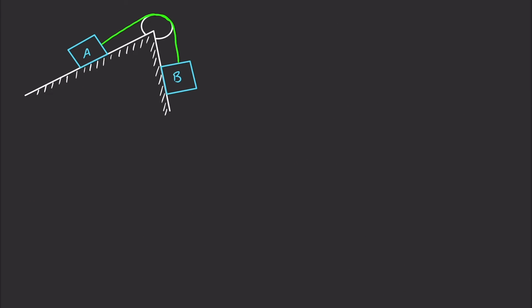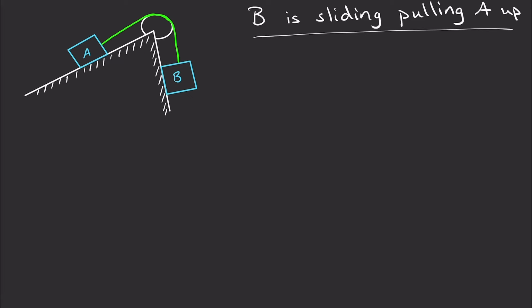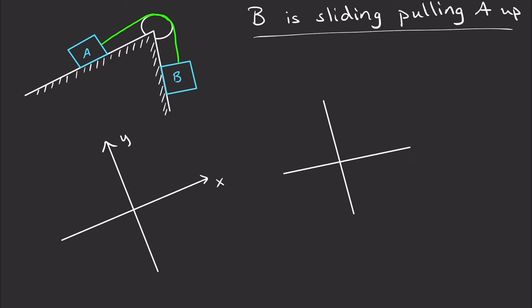So let's do another example. In this example, we have this object B that is sliding down its ramp, pulling object A upward. Its ramp is a little bit steeper, maybe it's a little bit heavier, so it's going to be pulling object A up. And so again, I'm going to have a free body diagram for A. So let this be A, I'll do x up. And then I'll have another free body diagram for object B. These are slightly different slopes, but that's okay.